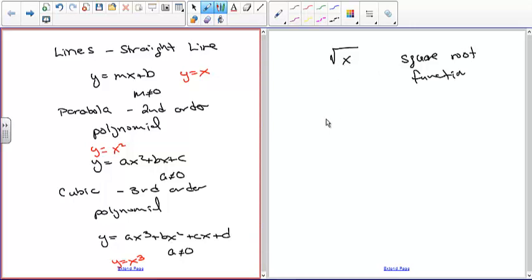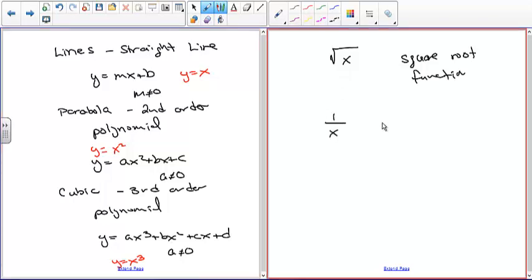Then you could have a reciprocal function. So that's kind of the simplest rational function, a ratio of polynomials. So the simplest numerator would be 1, and the simplest denominator would just be x. And then you could have something like the absolute value of x. That's the absolute value.